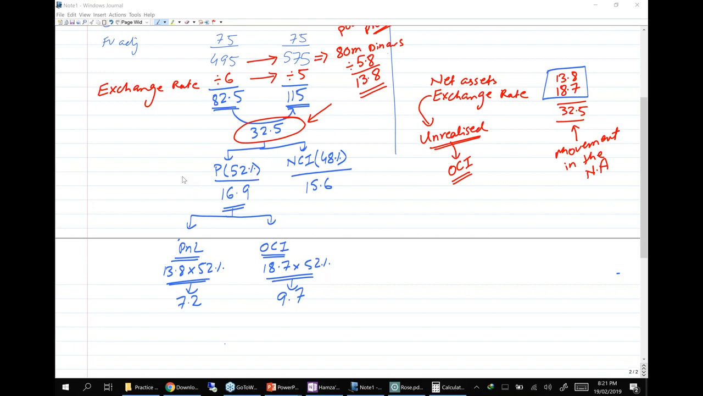Simran is asking about the two increases in the net assets, one is 32.5 and one is 13.8. Yes, basically 32.5 includes both the exchange rates and the profit, and this one is only the profit, and this is the exchange rate. So adding both of them will become the total impact.